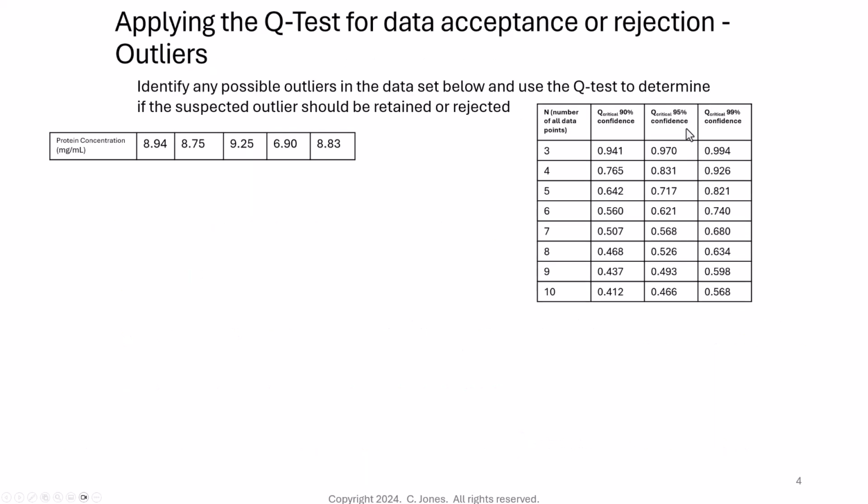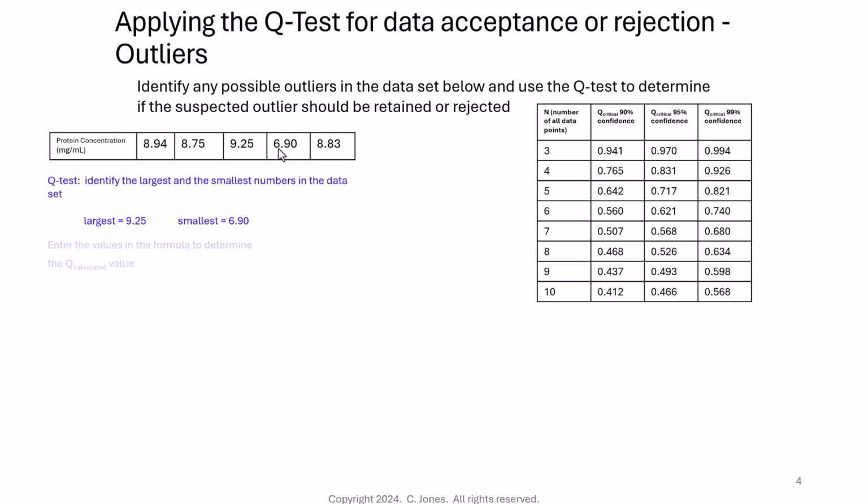It's roughly 2 units below any of the other measurements. So let's test that. Let's identify any possible outliers in the data set below and use the Q-test to determine if the suspected outlier should be retained or rejected. All right, so again, here are our numbers. We're worried about 6.90, so we're going to apply the Q-test. And that would be the first thing we do, really, is determine whether or not anything is an outlier before we calculate the mean and the standard deviation. So first, identify the largest and smallest numbers in the data, 9.25 and 6.90. Okay, and there they are.